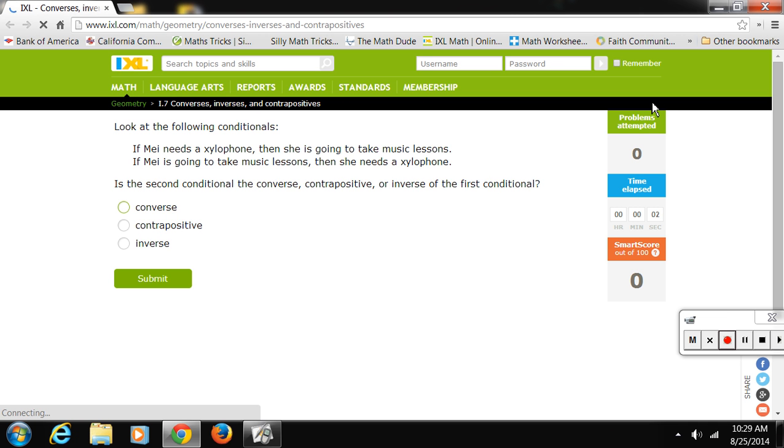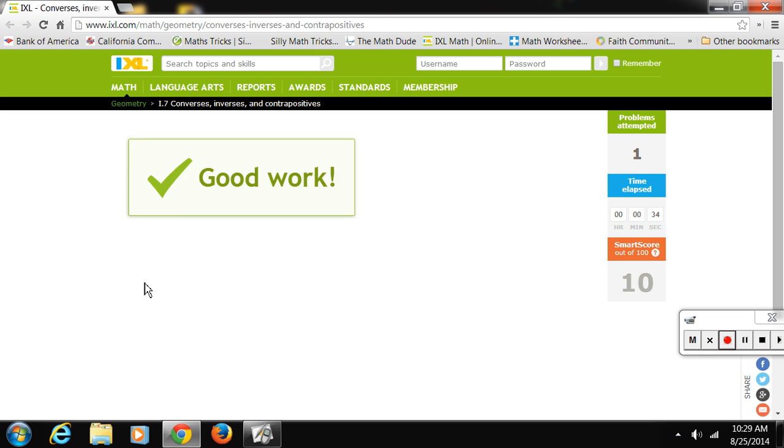Okay, here's two conditional statements. If Mel needs a xylophone, then she is going to take music lessons. That's the first one. If she needs a xylophone, then she's going to take music lessons. If Mel is going to take music lessons, then she needs a xylophone. Is the second statement the converse, the contrapositive, or the inverse of the first one? Okay, so remember, inverse makes them negative. Converse flips them around. So you think converse. So we'll put that in, and good job.